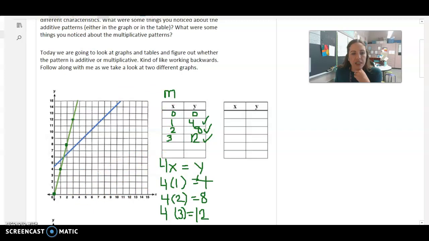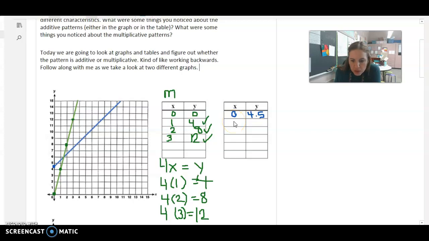Okay, so now let's take a look at our blue line. I'm going to switch to my blue pen to see what we can see from our blue line. I always love to start with when x is 0. At 0, it looks like y is halfway in between 4 and 5. So I'm going to put 4.5.